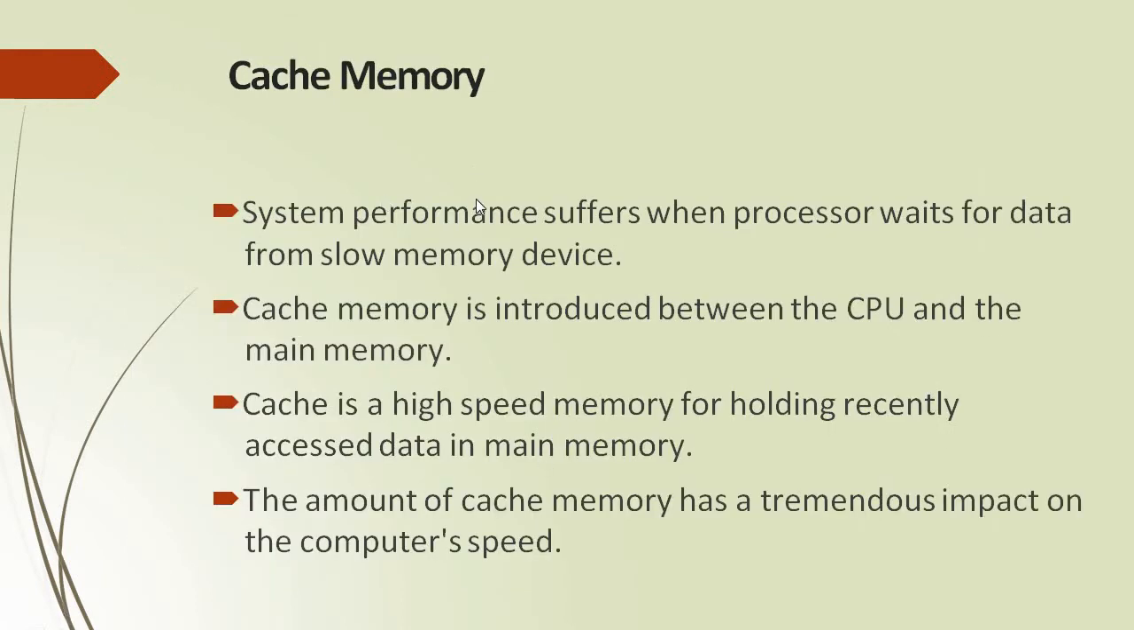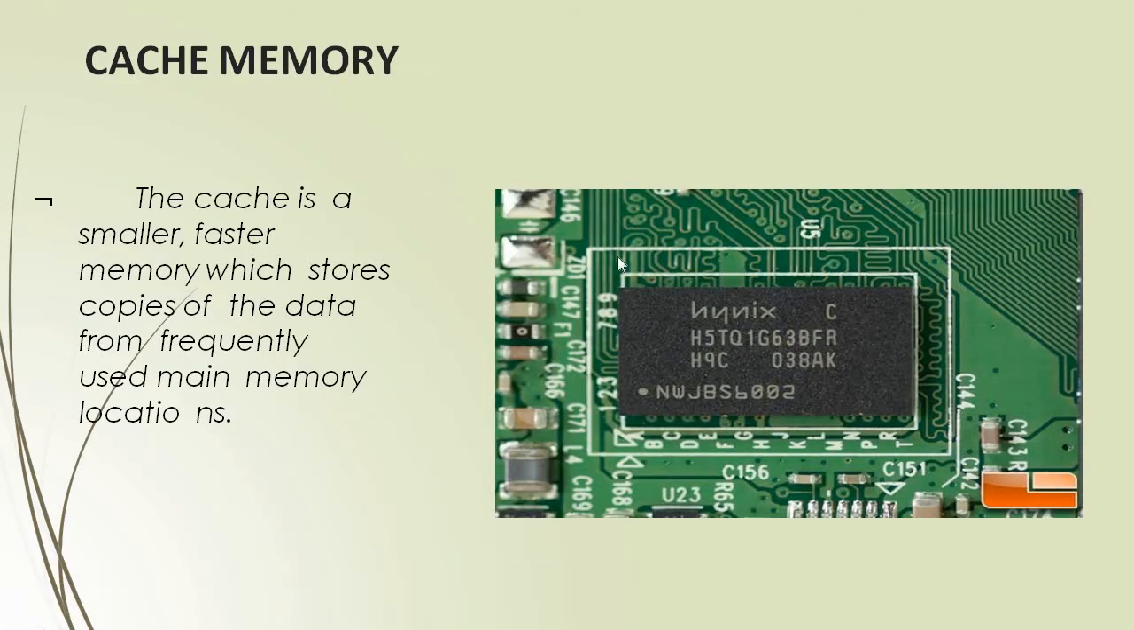Now next is cache memory. Cache memory is a very important and very useful memory in our computer memory system. Performance suffers when processors wait for data from slow memory devices, so it is introduced between the CPU and the main memory. It is a high speed memory for holding recently accessed data from main memory, and the amount of cache memory has a tremendous impact on the computer's speed. Here is the cache memory you can see in the figure.